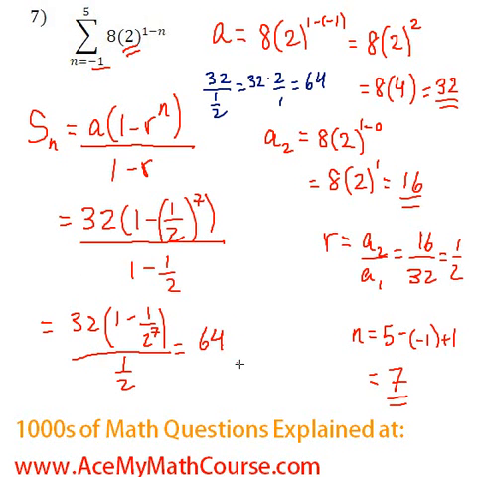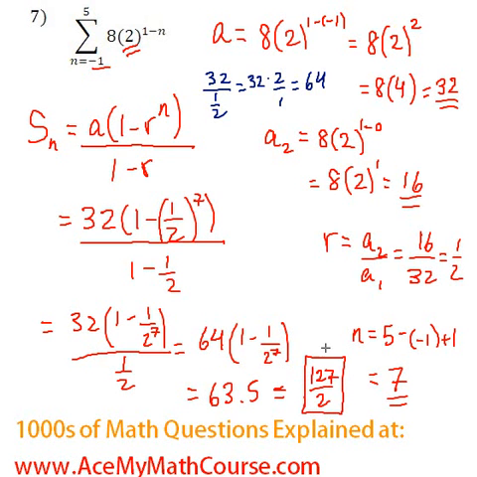Now back over here. We still have 1 minus 1 over 2 to the power of 7. I'm just going to work that out with a calculator. 1 minus 1 over 2 to the power of 7. And we're going to multiply that by 64. And the answer will be 63.5. Or if you want a fractional answer, that's just 127 over 2. And that's it. That is the sum of our 7 terms in this series.